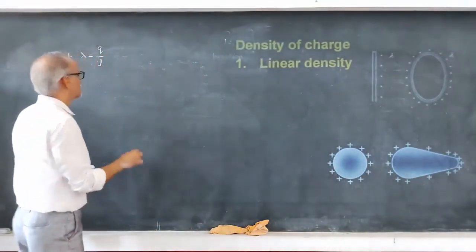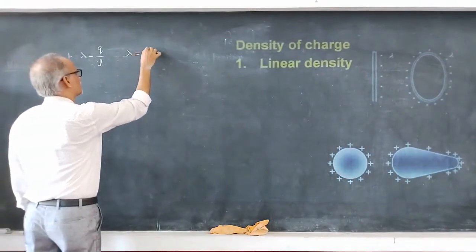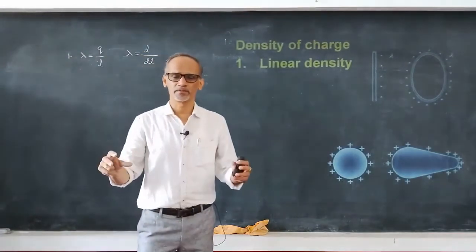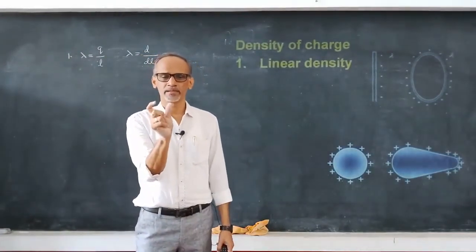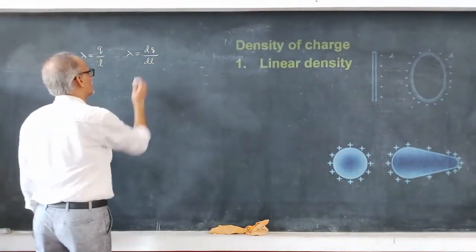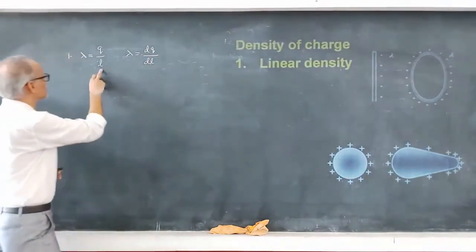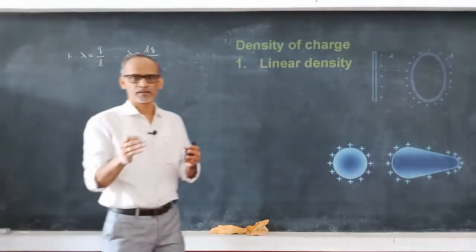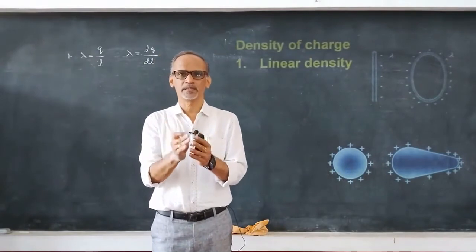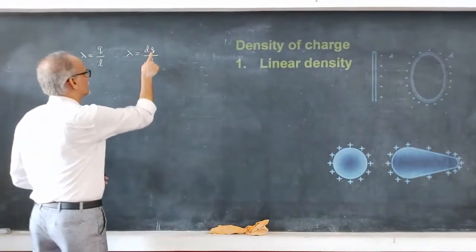If the distribution is not uniform, then consider a small length dl, in which the charges must be uniformly distributed. So in that case, we use the formula lambda is equal to dq by dl. If throughout the length the distribution is uniform, then we use q by l. If the distribution is not uniform, then select such part of the conductor where the charges are uniformly distributed, and then use lambda is equal to dq by dl.